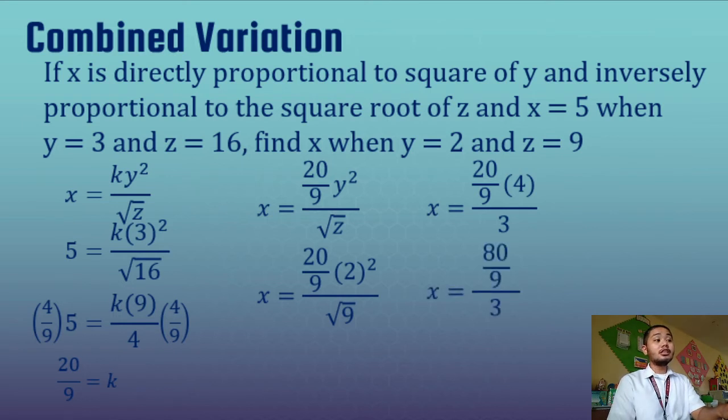over 3. Simplifying this one, yung 80 over 9 over 3, lagi kong ginagawa, iniisip ko siya na fraction. This can be written as 80 over 9 divided by 3 over 1. So that would be 80 over 9 times 1/3. And that would be 80 over 27. So yung value ng x when y is 2 and z is 9 will be 80 over 27.